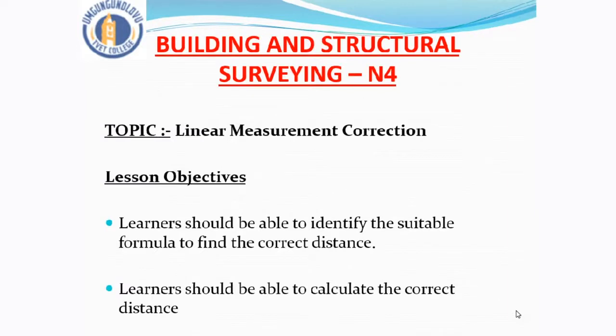So we'll be doing Module 5 under the topic Linear Measurement Correction. At the end of this lesson, you should be able to identify the suitable formula to find the correct distance, and you should also be able to calculate the correct distance.